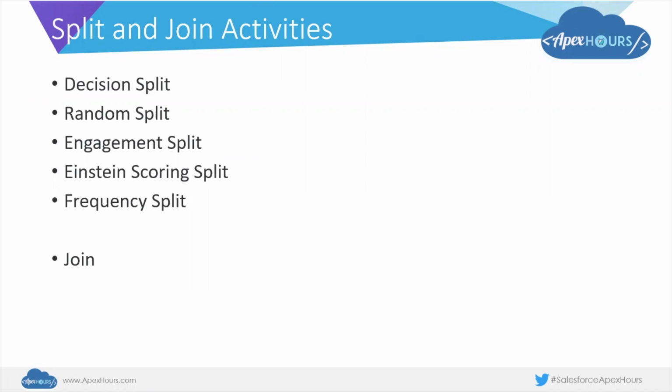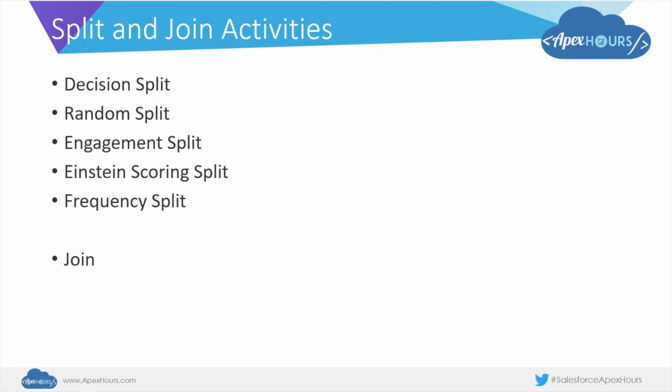Let's say you have sent an email and you want to see if the customer has opened the email or not, and then if they have opened, send them through one path, and if not, send them through a different path. So you can use this engagement split activity. Before you use the engagement split activity, there should be an email send activity, and there should also be some wait activity in there. Only then would you be able to use this engagement split activity.